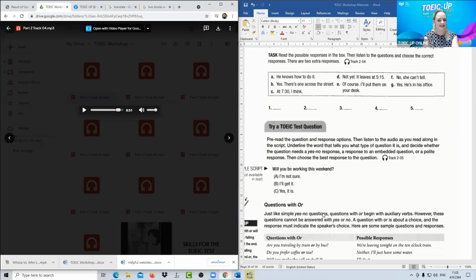B, I'll get it. What's it? Yes. What is it? I'll get it. Yes. Isn't that an answer to will you pass me my phone? I'll get it. Can you give me a sandwich? I'll get it. It is referring to getting something. You are doing an activity, right? So that does not answer the question, will you be working this weekend? So B is wrong.